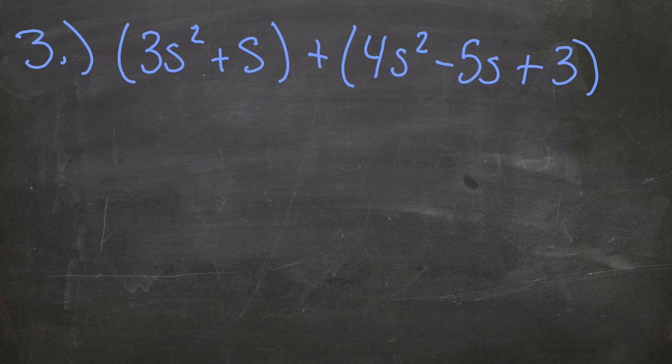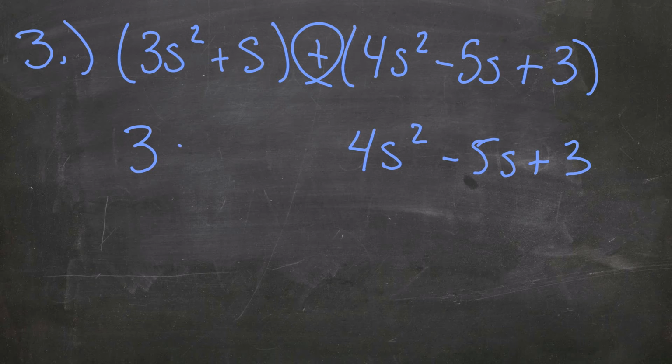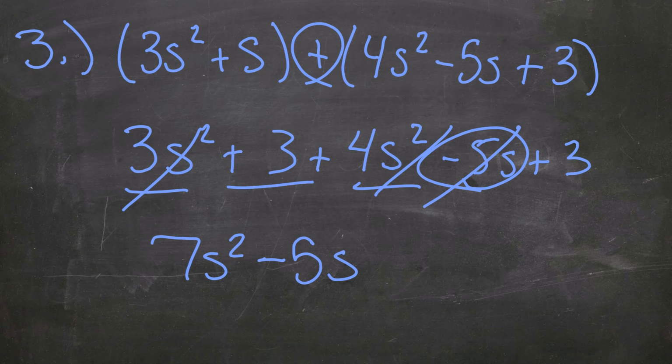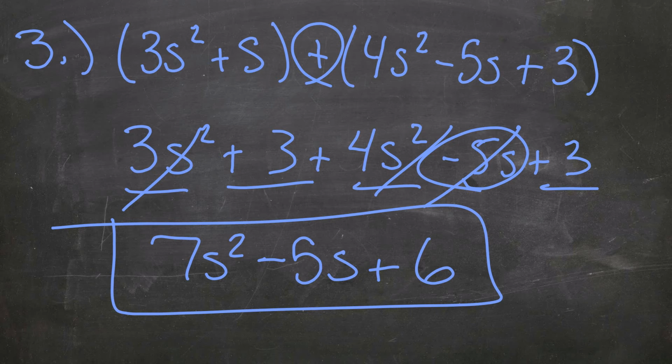Number 3, very similar concept. Once again, I see the plus sign in between. That tells me to just write everything exactly the same on the right side. And the left side, there's nothing in front of that parentheses, so those two are the same. Now I just combine terms. 3s squared and 4s squared is 7s squared. Cross them off. Then I have a 5s, so it's minus 5s. Cross it off. 3 and 3 together is 6. That's my final answer.